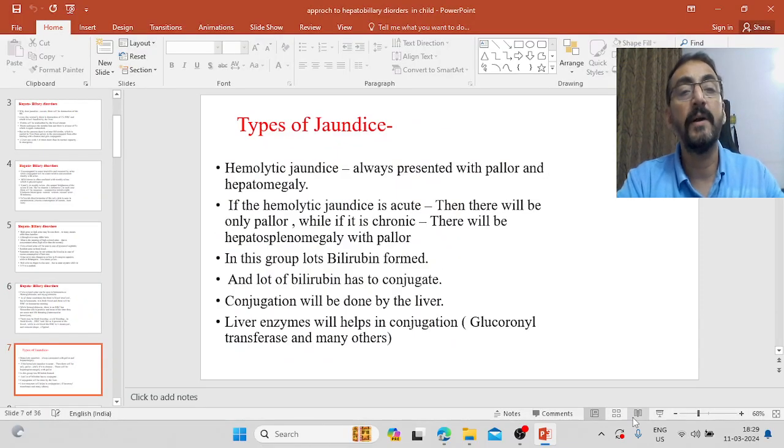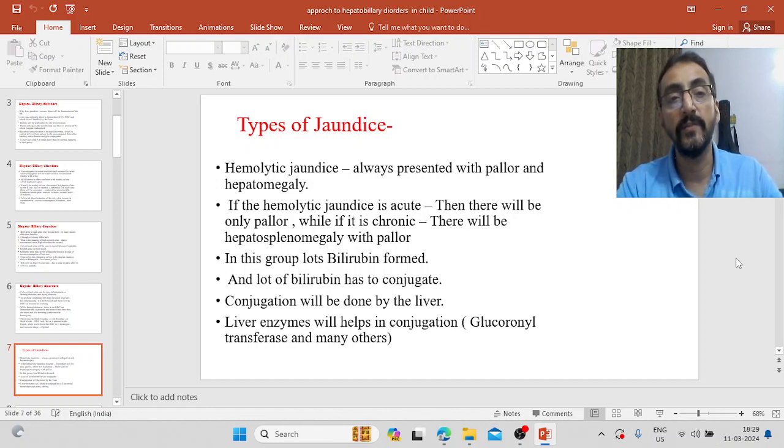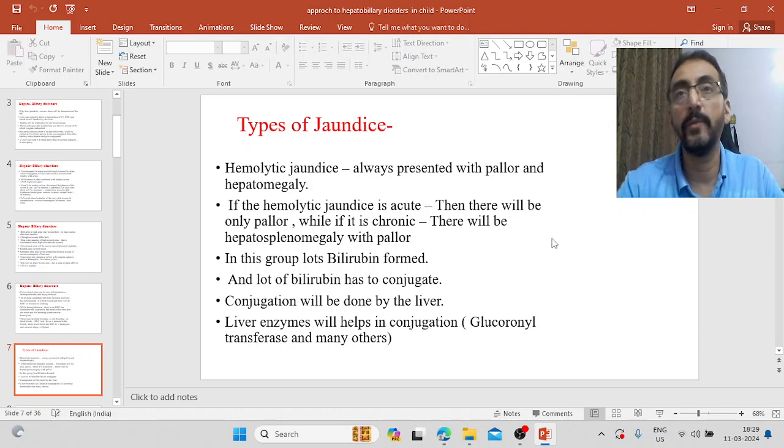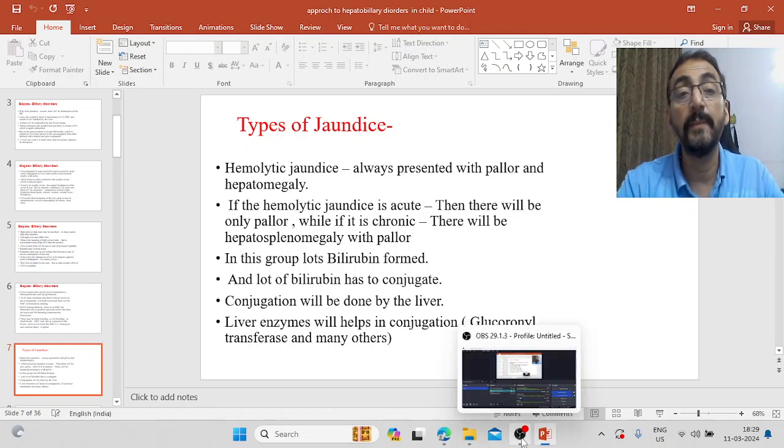Now we come to the next part, that is types of jaundice, because we are discussing hepatobiliary disorders. So now we will see the types of jaundice.